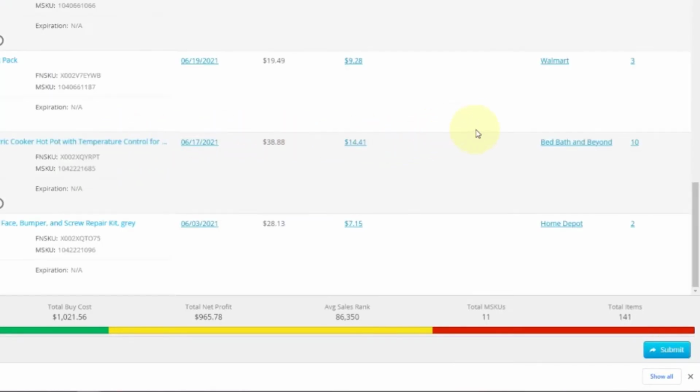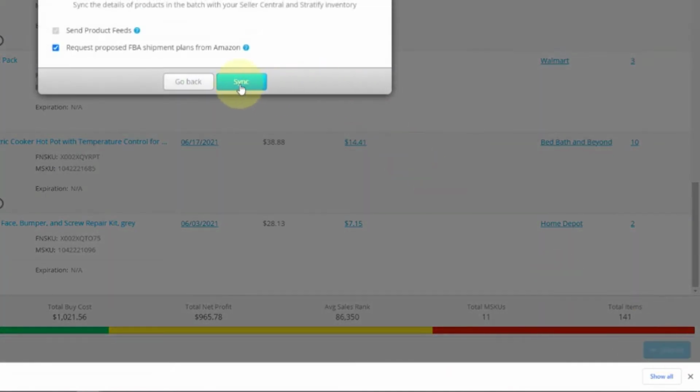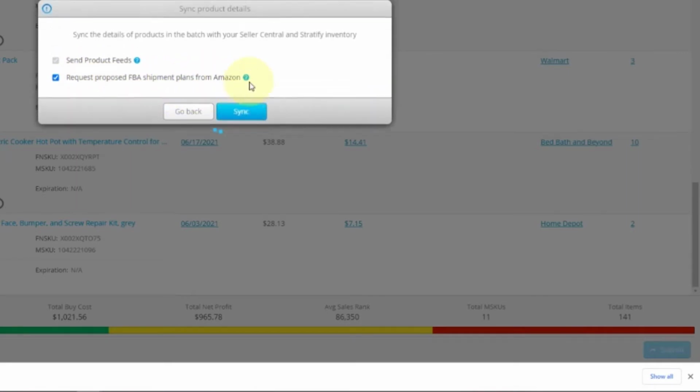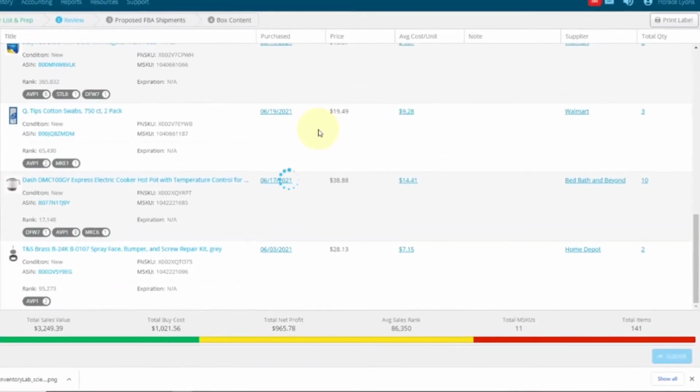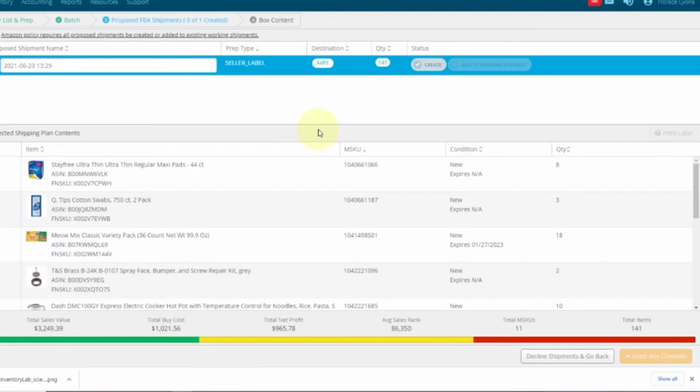So we'll click on that. From there, you still have everything out in front of you, and you can kind of see. Then you'll go ahead and hit submit. Once you hit submit, you're going to request proposed FBA shipment from Amazon. And when you hit sync, it's going to do its thing, as you can see. It takes a little bit because now it's syncing with Amazon.